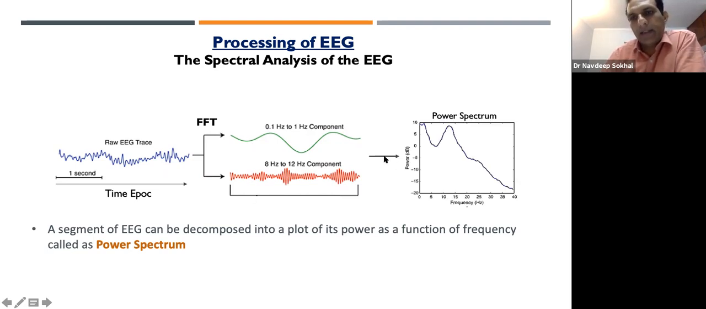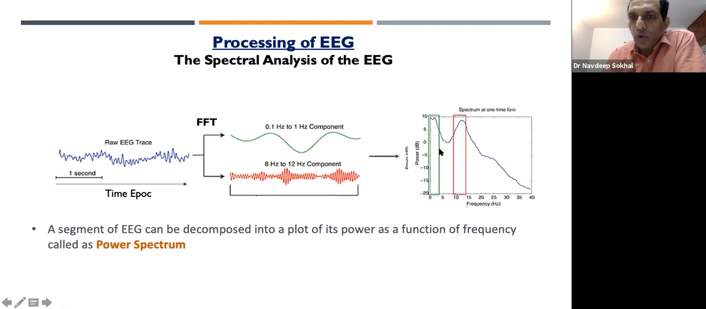Now, when we plot this against frequency, this power spectrum, we get this. This is a power spectrum. Okay, now you can see it has got two peaks. One is between 0 to 1 hertz here, and the other is between 10 to 12 hertz. There is one peak here, one peak here, as the raw EEG has been broken down into two components with one frequency here, one frequency there. So you can see there are two peaks over this. The segment of EEG can be compressed in this way.